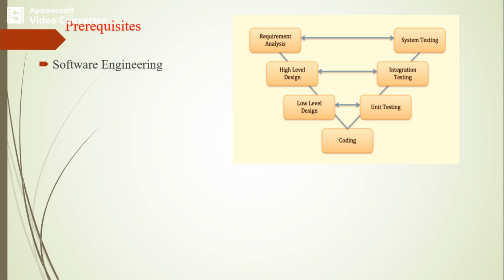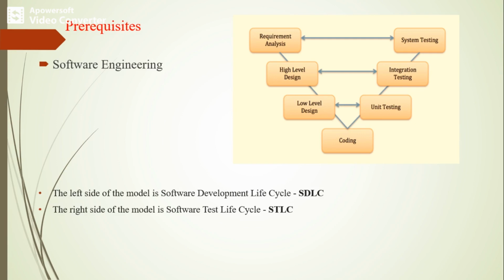Here you might have seen the left hand side of the model, no? This particular part, that is requirement analysis, high level design, low level design, and coding, we call the software development life cycle, in short SDLC. And on the right side of the diagram we call it the software testing life cycle, where unit testing, integration testing, and system testing are there. Altogether we call it the software testing life cycle.